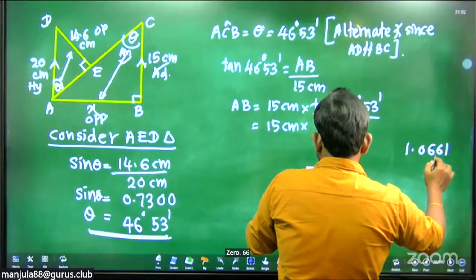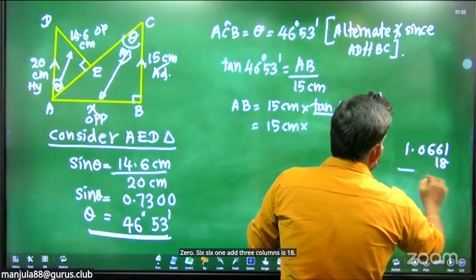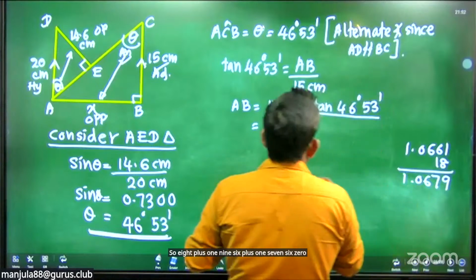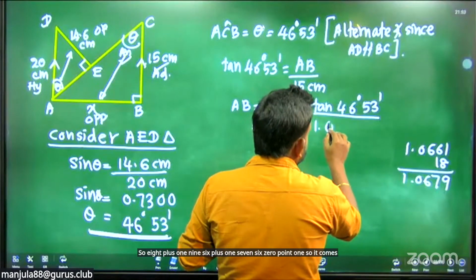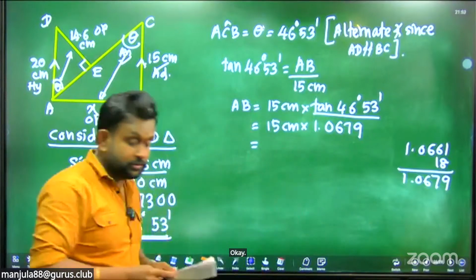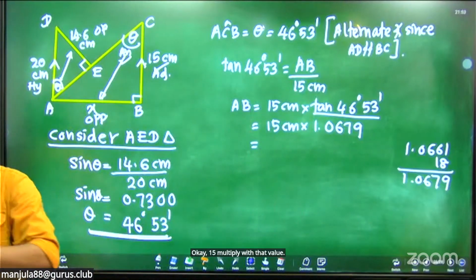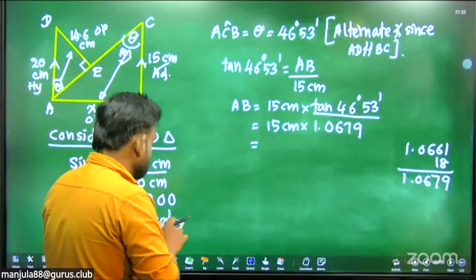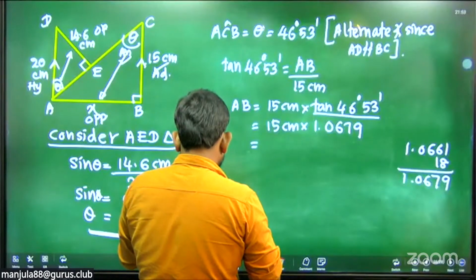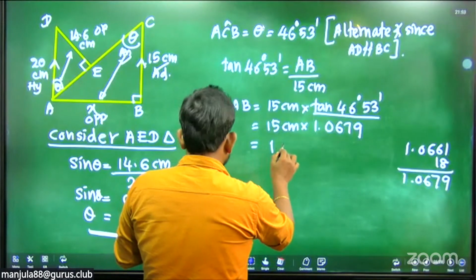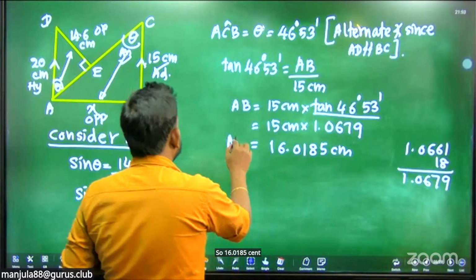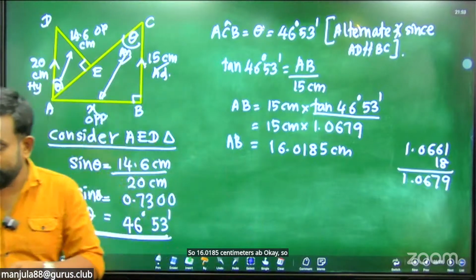1.0661, add 3 columns is 18. So 8 plus 1 is 9, 6 plus 1 is 7, 6, 0, 1. So it comes as 1.0679. Then 15 multiplied with that value gives 16.0185 centimeters for AB.